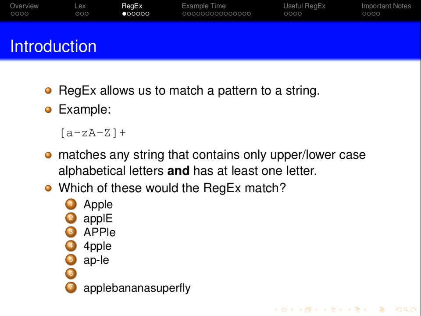So now I'm going to ask you, how about number 2? Would number 2 be matched with that regex? Yeah. Yep, all right. 3? 4? No. Nope. 5? How about 6? No, because it has to have one character. That plus means it needs at least one character. And the last one, apple, banana, superfly. Who doesn't like that? All right, good.